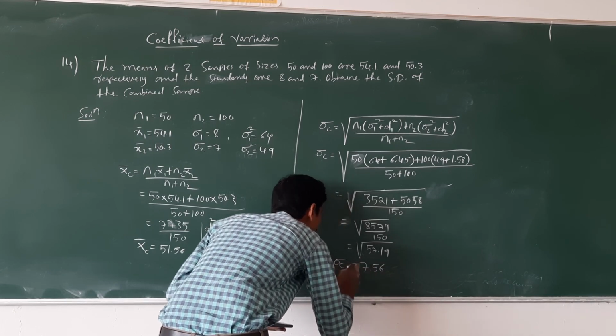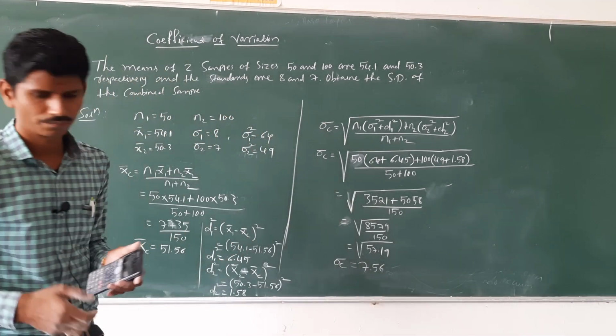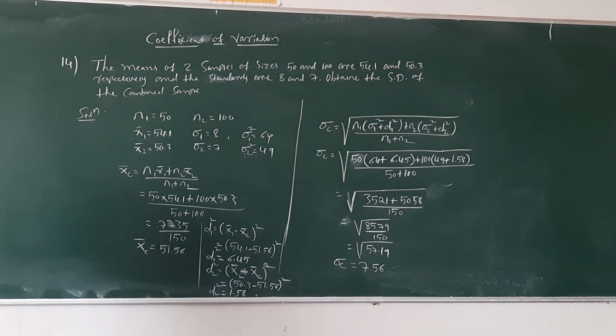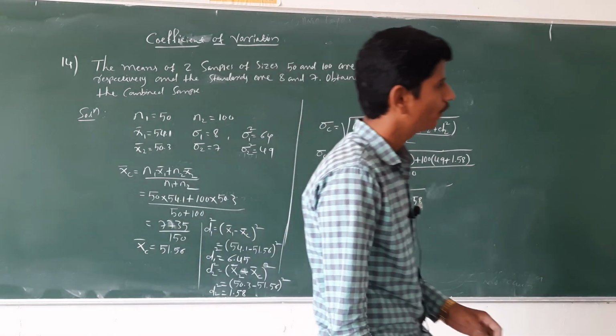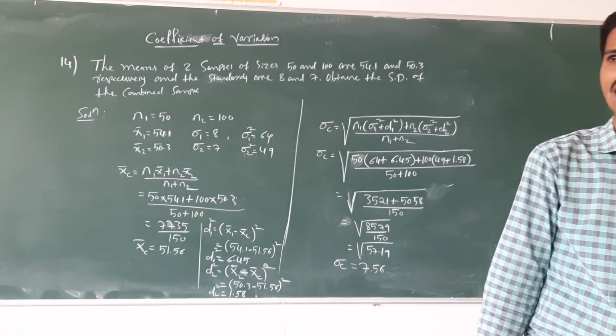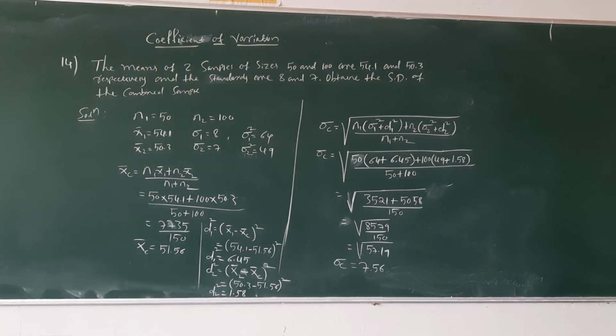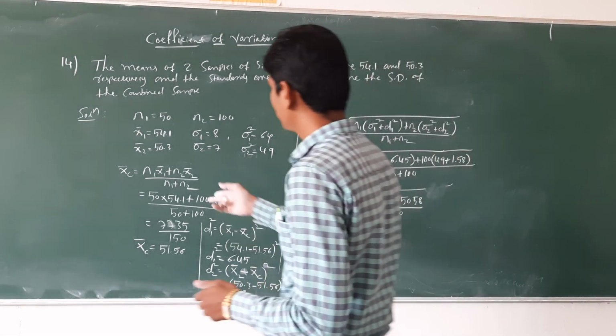Here it is, the combined standard deviation. Combined standard deviation is 7.56. Here they are given 2 sample sizes, 2 sample means and 2 sample standard deviations. You have to calculate the combined standard deviation.